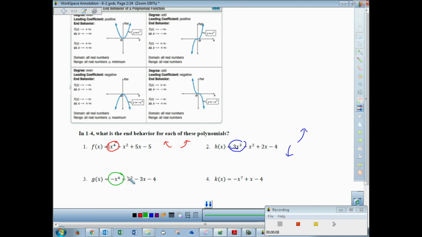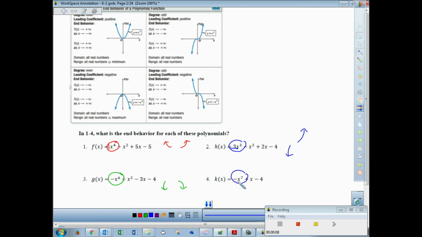Negative coefficient means we're going down in both directions. So that's all they'll ask you for on your homework is little sketches like that. And finally, biggest degree, 7, odd, different directions.